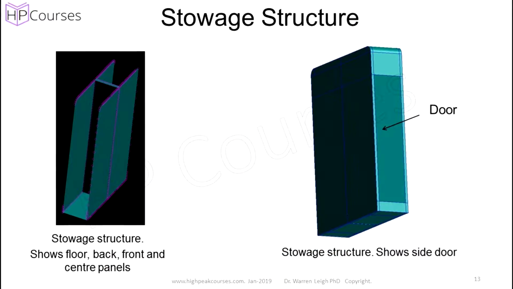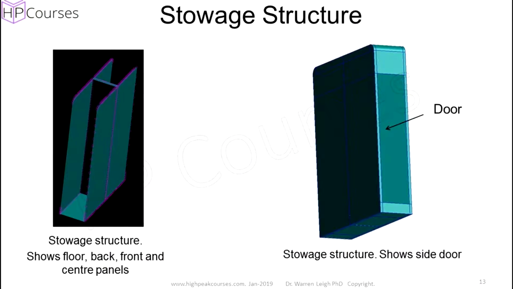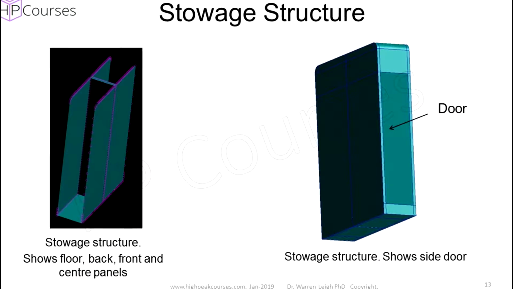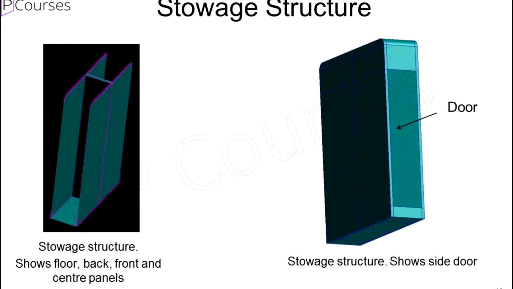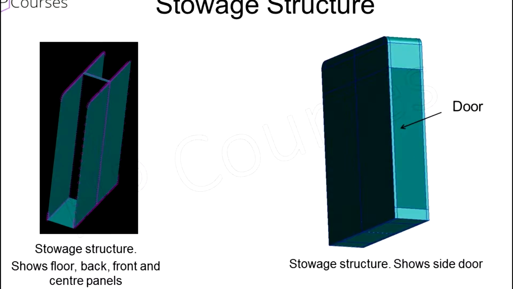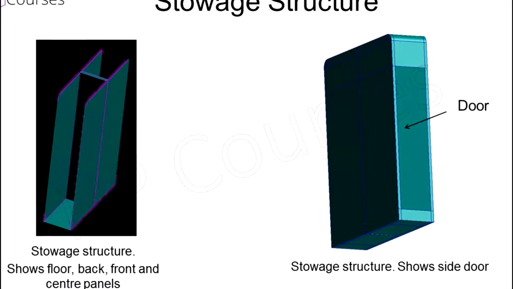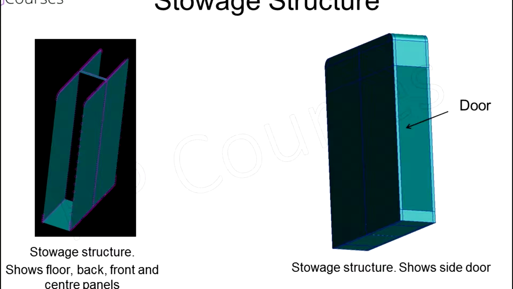Now this slide here, the stowage unit, shows two views, one without the end panels or the top panel on, and then the one on the right hand side shows the stowage unit structure with the door. Now this model you are creating in CATIA or SolidWorks is a solid model. It's a 3D model, and it should have 3D dimensions.